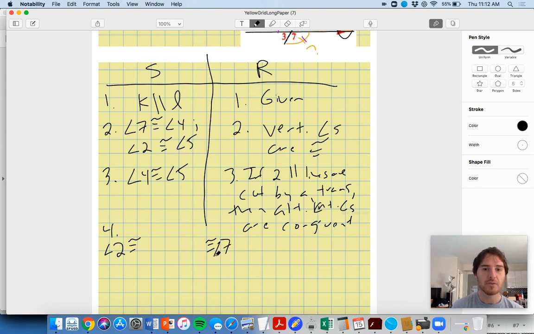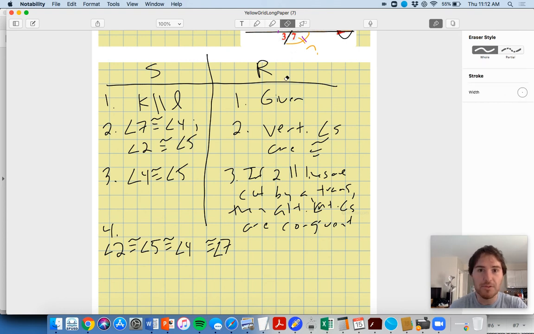So, oops, I need an angle symbol there. So angle 2 is congruent to angle 7. I'm going to get to that in a second. Because angle 2 connects to angle 5, and angle 5 connects to angle 4. And angle 4 connects to, I'll maybe move the congruent symbol a little bit closer here. And angle 4 connects to angle 7.